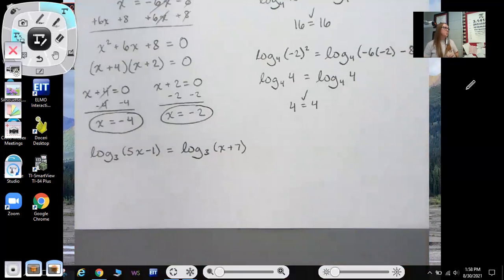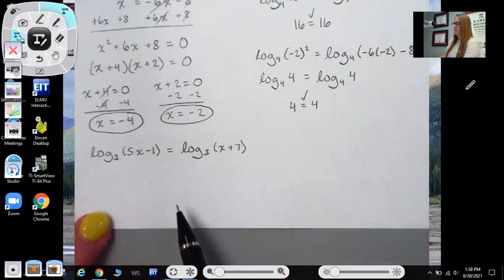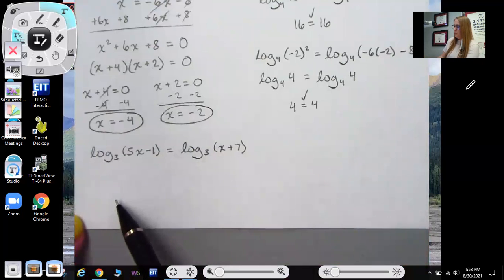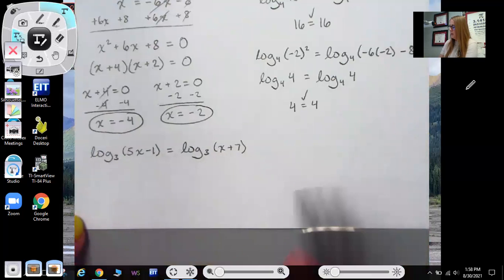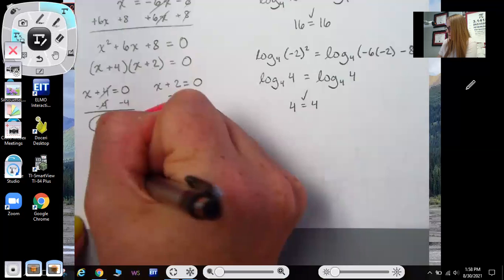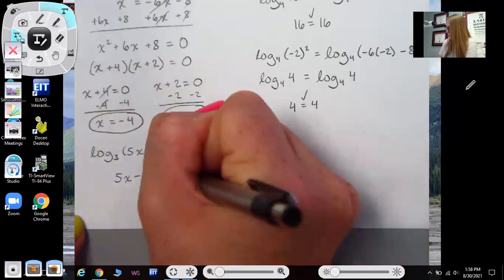Anybody recognize why this one might not be as long? Sort of. It does have to do with the x. It's that we don't have an x squared term. So we're not going to have to factor, which makes this a lot shorter. Okay, we have two logarithms that are equal to each other. And because they have the same base, we can say 5x minus 1 equals x plus 7.